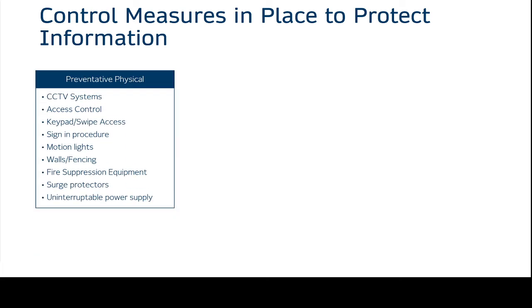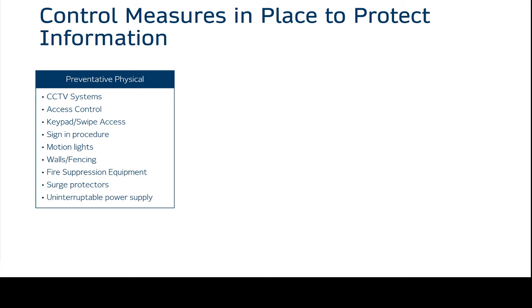So there's things that are physical that you could do to prevent data from being stolen. So you've got CCTV systems, you've got access control, so that would be keypad or key swipe access. You can have a siren procedure, motion lights, walls, fencing, fire suppression equipment. So fire, that's a physical threat to information, so fire suppression equipment would prevent that threat, or at least if it happened, it identified that it happened quickly.